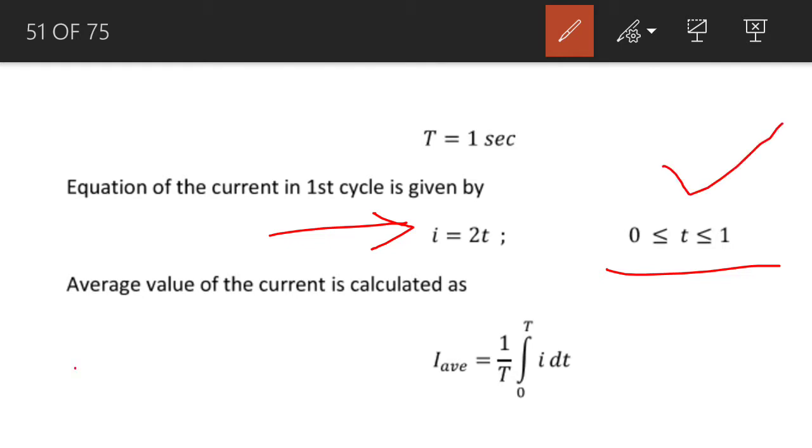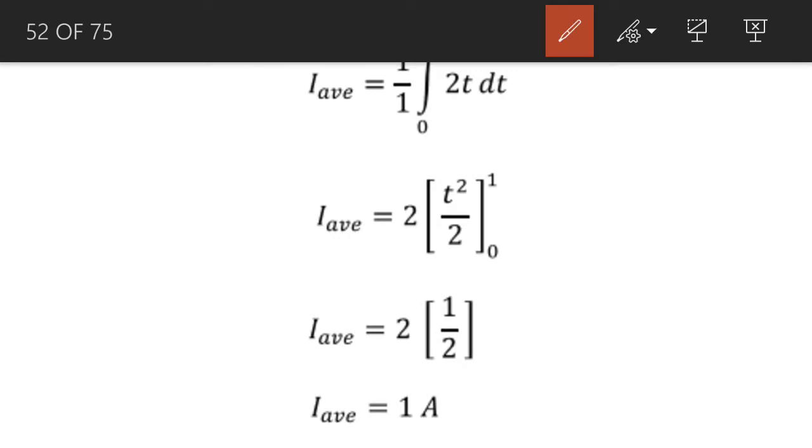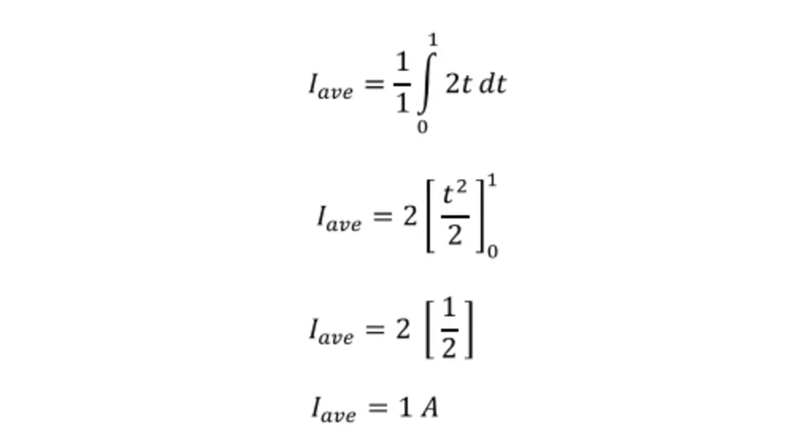So we calculate the average value of this time varying current. As the time is along the horizontal axis, we use this equation. The average value of this time varying current will be equal to 1 over T, where T is the time period of this waveform, and then we have the integration from 0 to T of I dt. If we put the value of the current in this equation, you see the time period is 1. So we have 1 over 1, the integration from 0 to 1 of 2t dt.